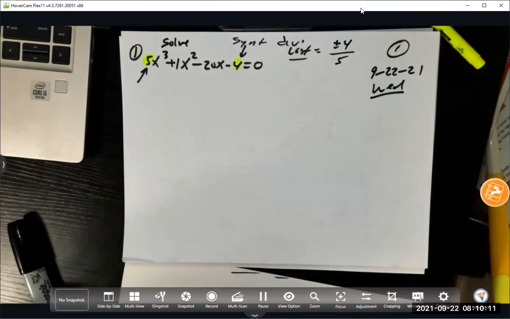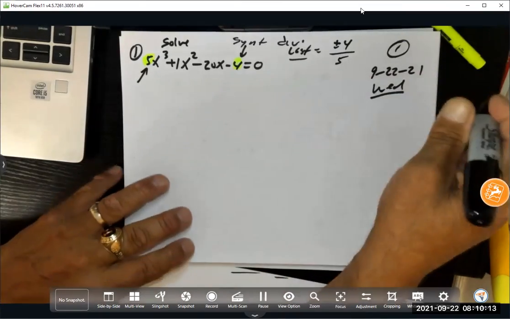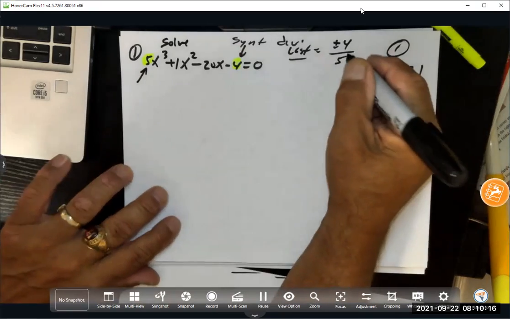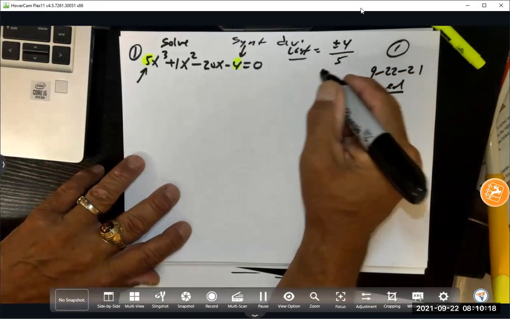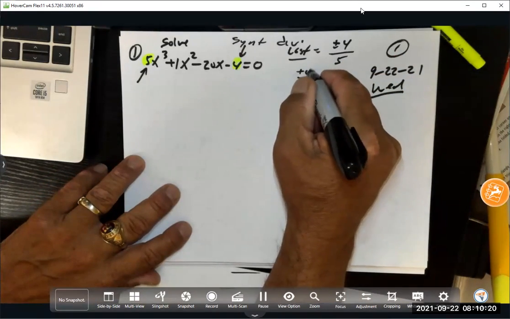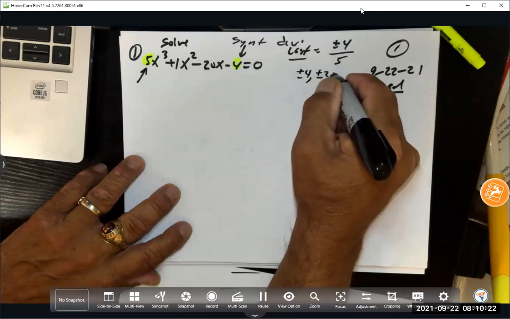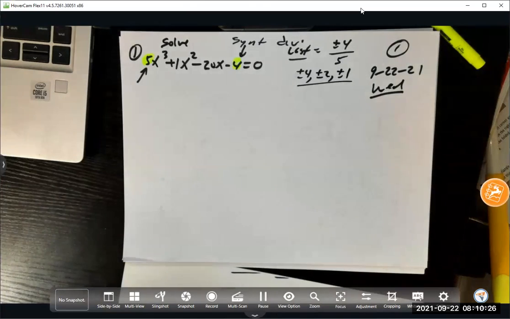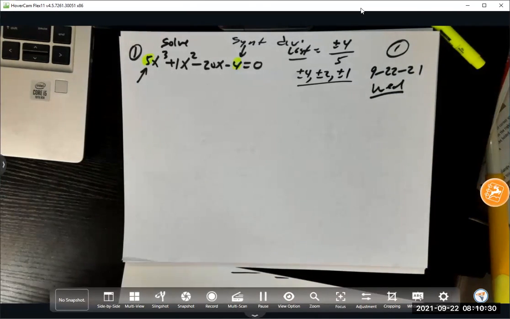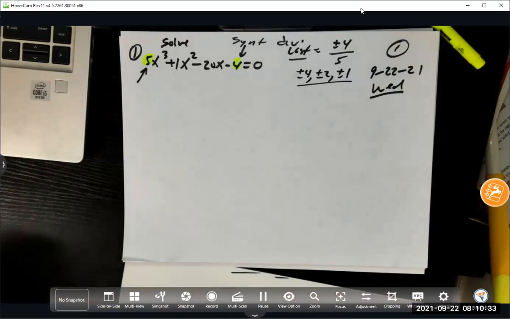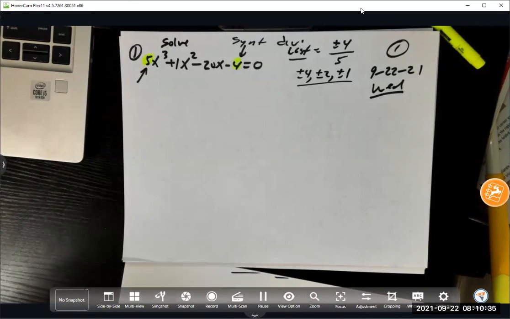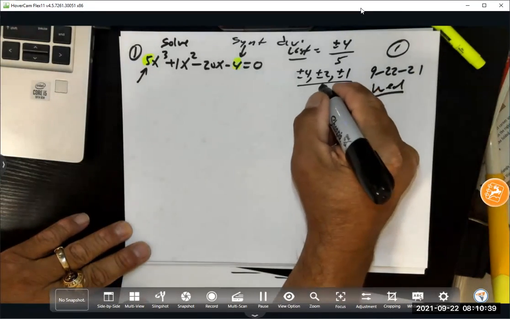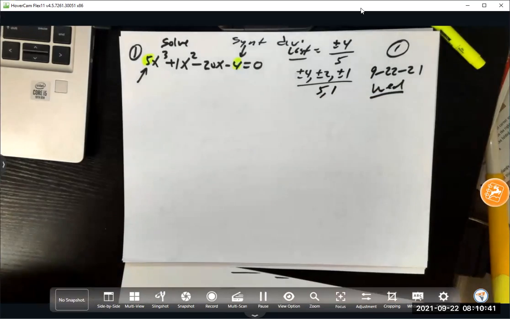Now I'm going to put the last one on top of the first one. I take all the numbers that divide 4: plus or minus 4, plus or minus 2, and plus or minus 1 divide the upstairs number. Now the downstairs number: what numbers divide 5? It's just 5 and 1. That's all I have down there.